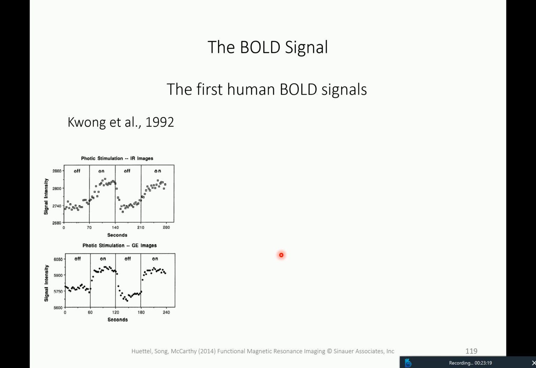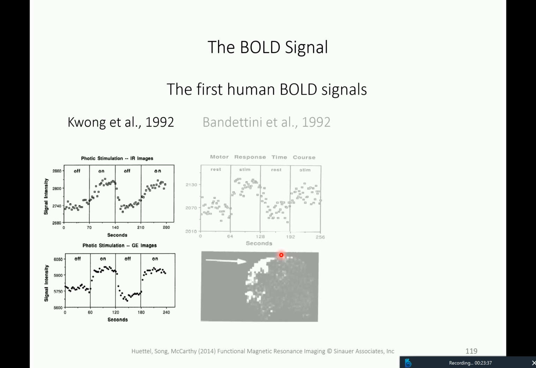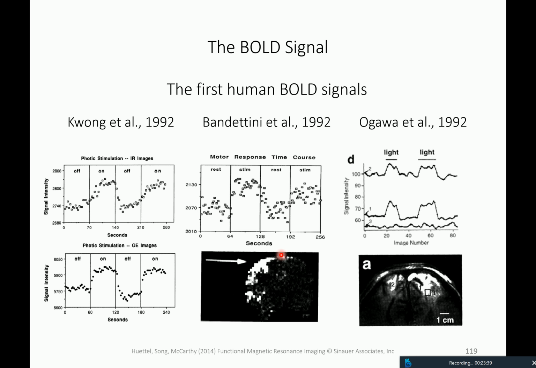This then motivated using similar imaging sequences that look at the T2 time constant to try this in humans. And these are these images that I already showed you, these photic stimulation in humans, looking at the visual cortex in 1992, looking at the motor cortex when people do a motor response, and again Ogawa himself also looking at visual cortex.